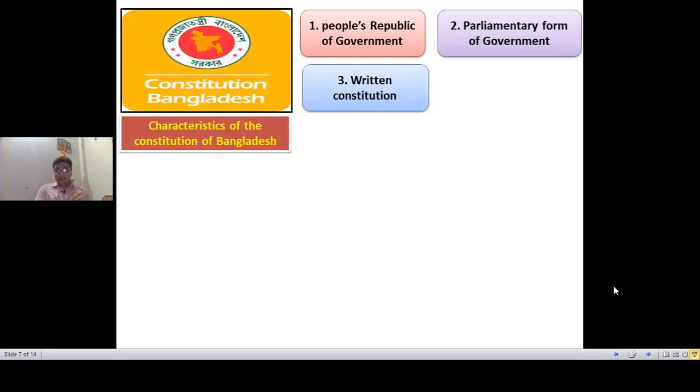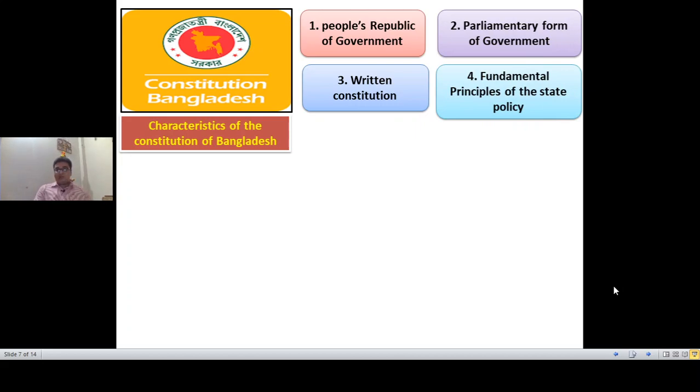Number three, written constitution. Dear students, basically there are two types of constitutions all over the world. One is written constitution and another is unwritten constitution. The constitution of Bangladesh is a written constitution because all of the sub articles are written in our constitution. Okay, and there are 153 articles and 11 parts in our constitution. So the constitution of Bangladesh is a written constitution, and this is one of the characteristics of the constitution of Bangladesh.